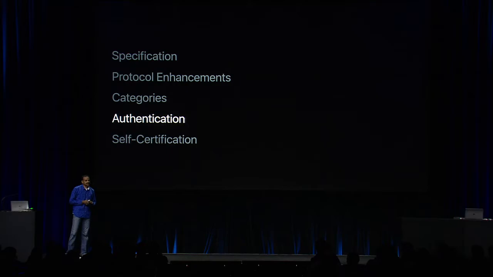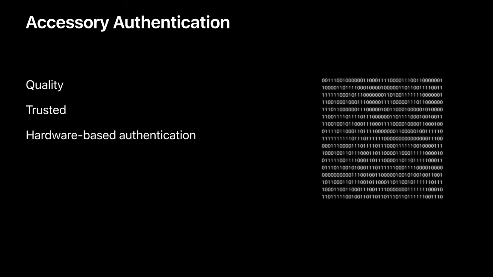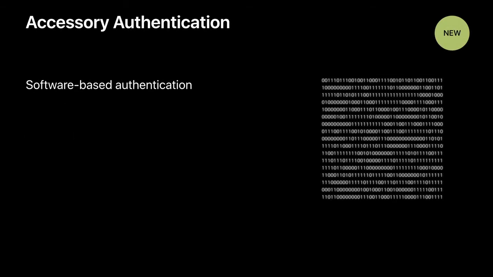Let's talk about authentication now. At Apple, security and quality is of utmost importance to us. Our customers trust that their accessories are tested thoroughly by MFi licensees and audited by Apple. To ensure accessories are trusted and self-certified, we have adopted hardware-based authentication. Starting with iOS 11, we are now introducing an alternate method to authenticate HomeKit accessories. Now, accessories can be authenticated by software.